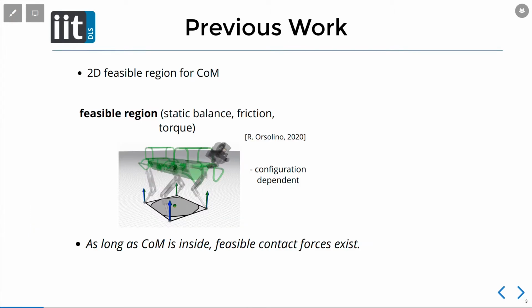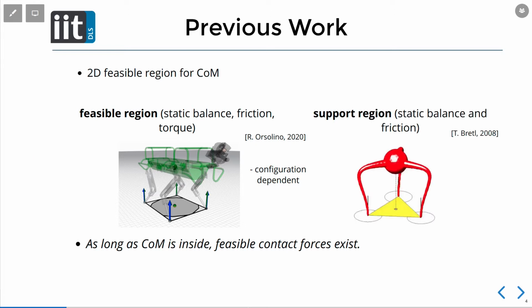In our previous work, we have presented the feasible region to solve this problem in an efficient manner. The feasible region is a two-dimensional region in the Cartesian space representing the set of center of mass projection locations where balance, friction, and actuation limits conditions can be satisfied. So the idea here is that as long as the center of mass projection lies inside the region, you are sure that there exists feasible contact forces.